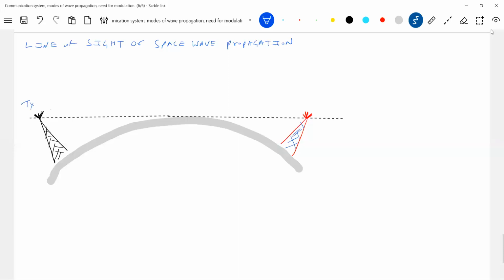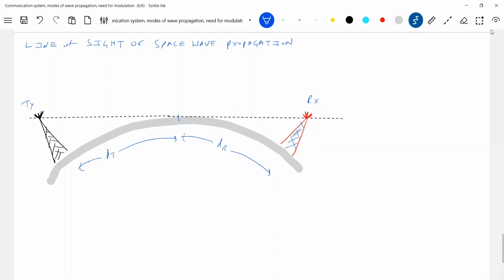Tx will write it, Rx. Agree, this will be dt, the distance covered by the transmitting antenna coverage, and this will be dr.